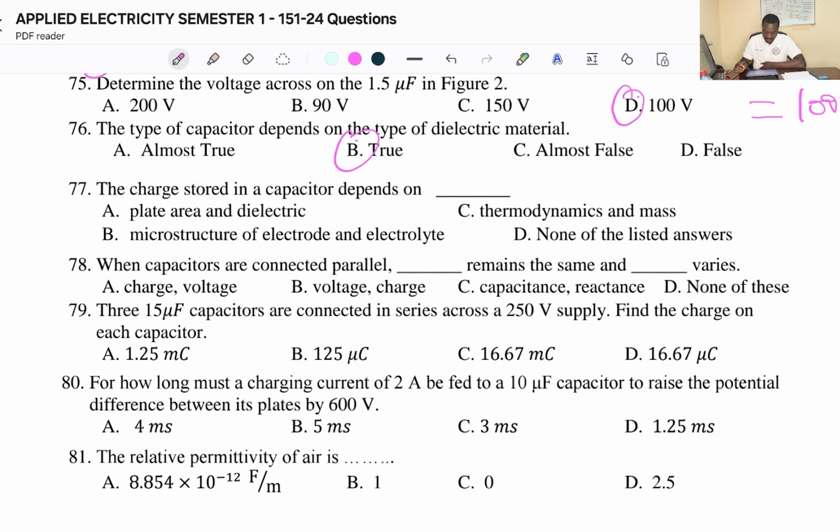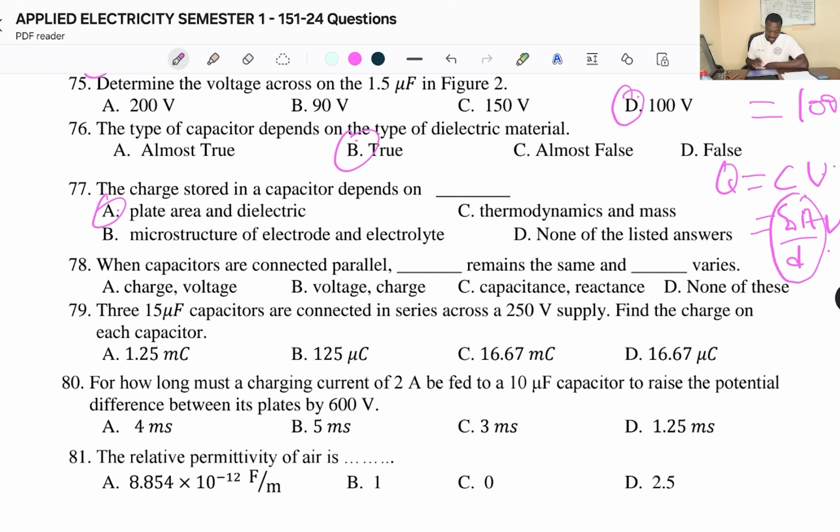The charge stored in a capacitor depends on: A, the plate area and dielectric; B, microstructure of electrode and electrolyte; C, thermodynamics and mass. And so the answer here will be A. We know that if I have a charge, the charge is just equal to capacitance times voltage. We know the capacitance, the area of the plate is very important, and also what is between the plates.